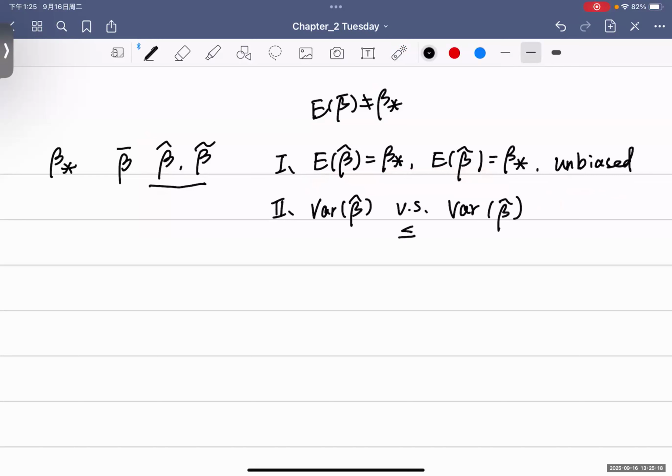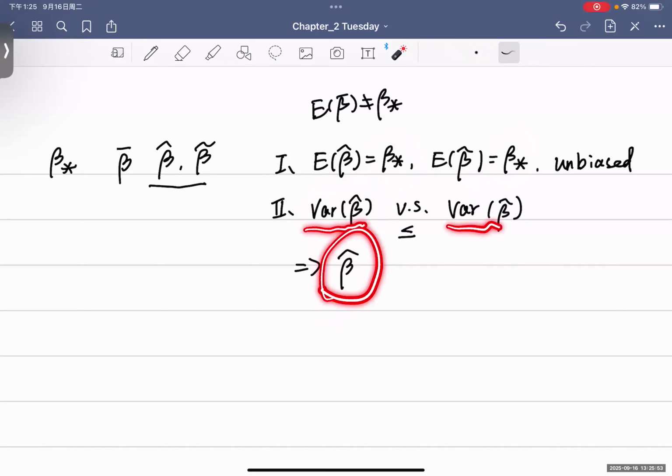Just for example, if beta hat has the smaller variance, then the winner will be beta hat. This is because both of them have expectation beta star, so we know they are around beta star, but a good estimator must be closer to beta star. Even though it's around beta star, there is still a distance between beta hat and beta star. So the best one must have the smaller variance. So this is the criteria. First, expectation is equal to our target. Second, have the smallest variance.